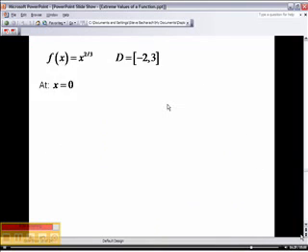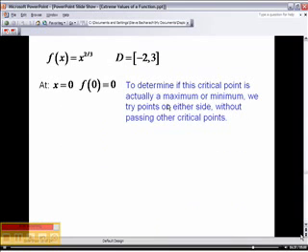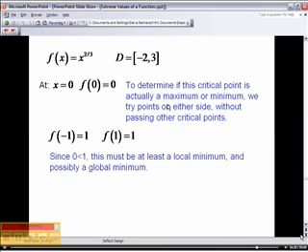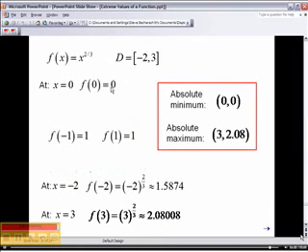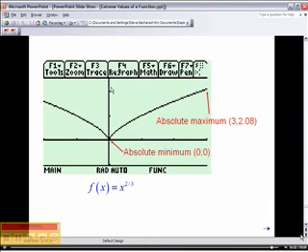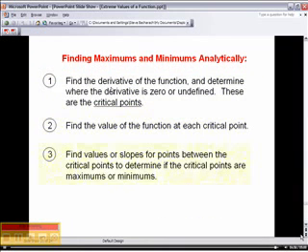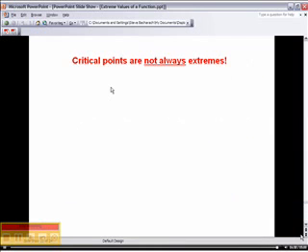And so we plug them into the original function. This has to do with finding whether they're actually maxes or mins. We'll talk about it in a couple sections from now. But basically, we're going to plug in 0 and the two endpoints, and what we discover is that our absolute max occurs at x equals 3 with this value. Our absolute min occurs at x equals 0 with the value of 0. So there we are, absolute min, absolute max. And there's a little graph of it over that appropriate interval. So here are some steps. And remember, they're not always extreme.